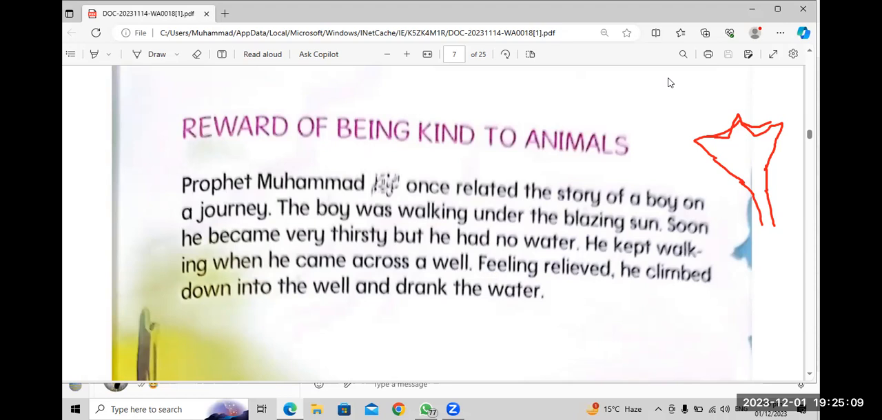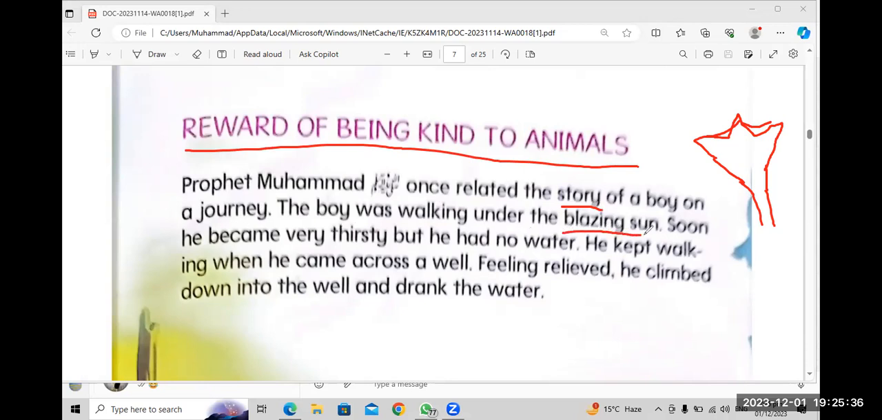Let's read, Mahad. Reward of being kind to animals. Prophet Muhammad sallallahu alaihi wasallam once related the story of a boy on a journey. The boy was walking under the blazing sun. Soon he became very thirsty, but he had no water. He kept walking. When he came across a well, feeling relieved, he climbed down into the well and drank the water. Yes, good boy.